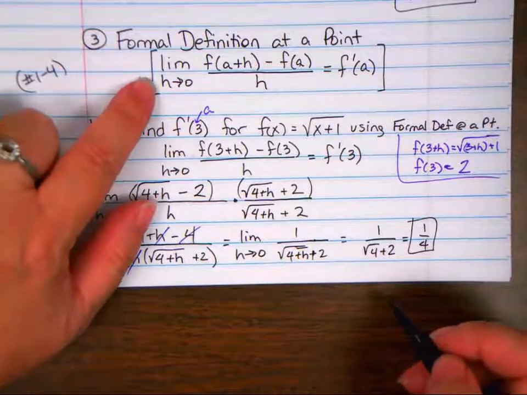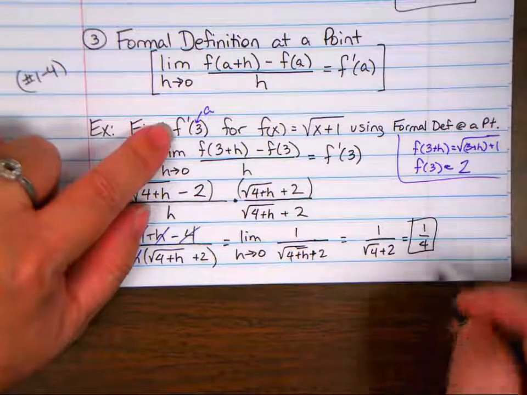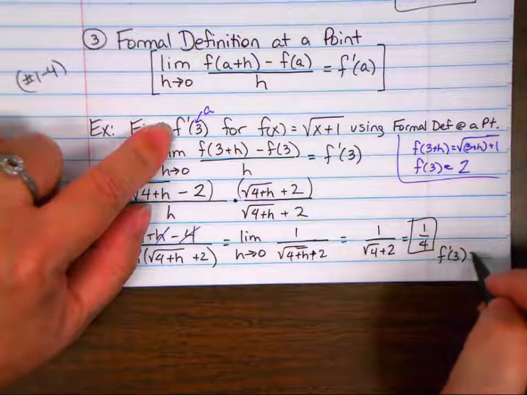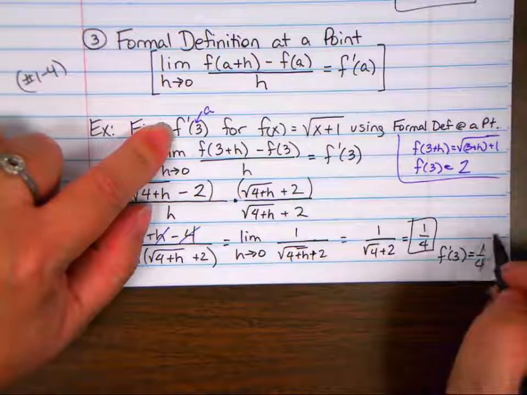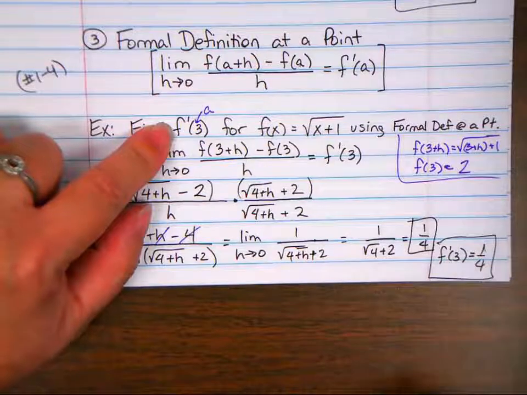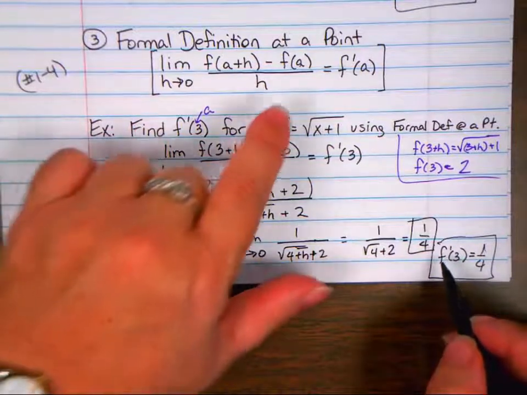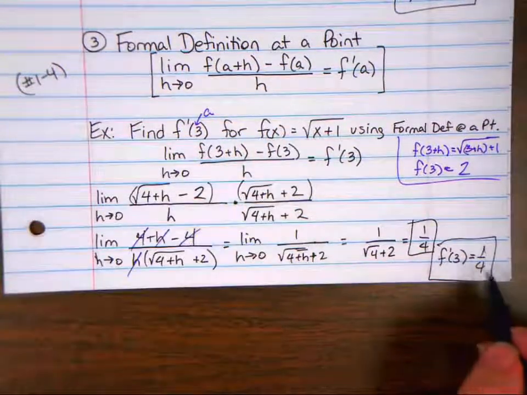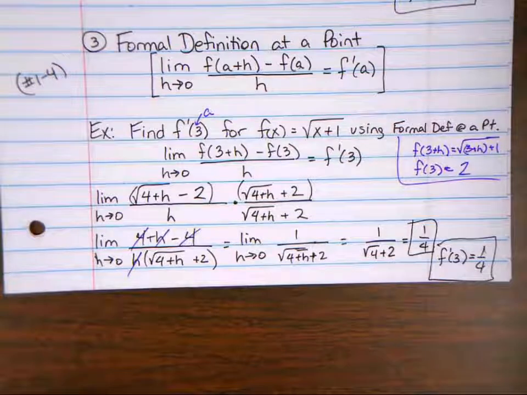So my final mathematical equation is going to say f prime of 3, which is what I'm searching for, equals 1/4. The slope of this curve, square root of x plus 1 at 3, was 1/4. That's what it says. Questions on that?